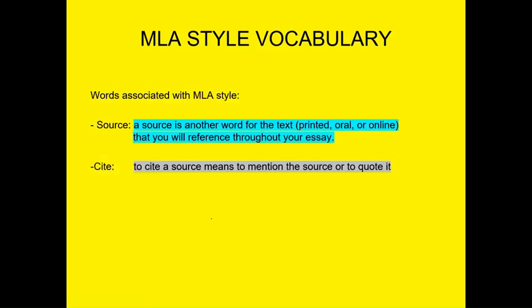Now, what is the vocabulary of MLA style? Words associated with MLA style. A lot of times you'll hear me say, cite a source in your paper. A source is another word for the text that you will reference throughout your essay. So when I say cite a source, you have to find a text to cite in your paper. Cite means to mention the source or to quote it. So when I say cite, it means mention the source or quote it in your paper. Okay, so again, these are the words of MLA style vocabulary.